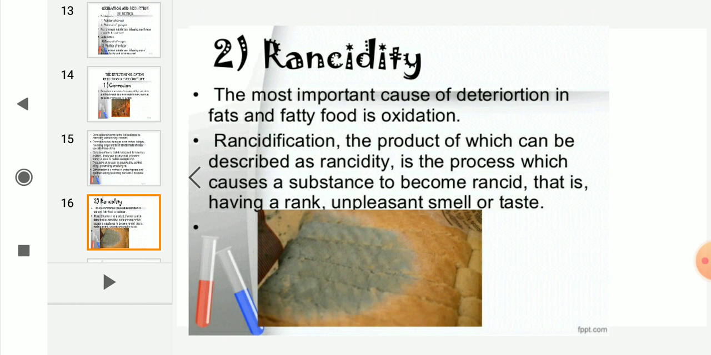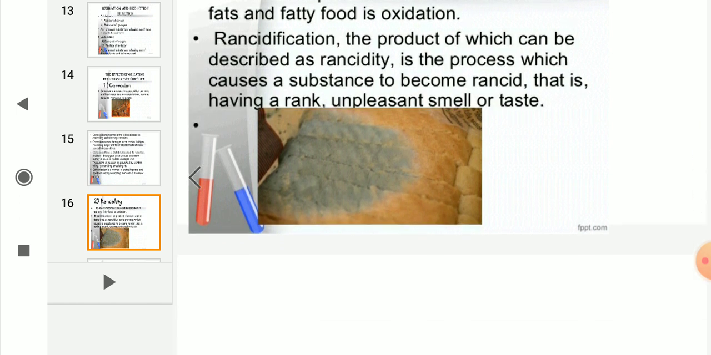It is nothing but what can you observe? Unpleasant smell or taste. Here an example you can see is on the bread. It is nothing but fungus formation. Have you observed the formation of fungus? That means this type of food is said to be spoiled. Understood? We should not consume such foods.